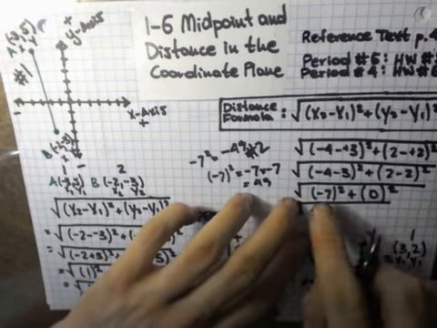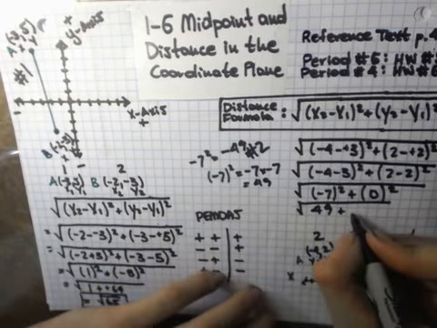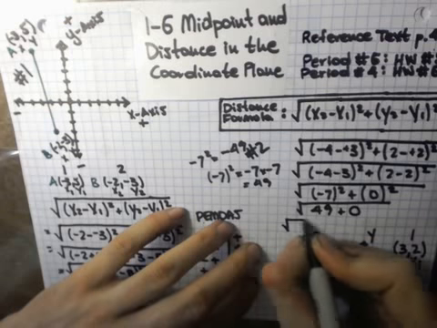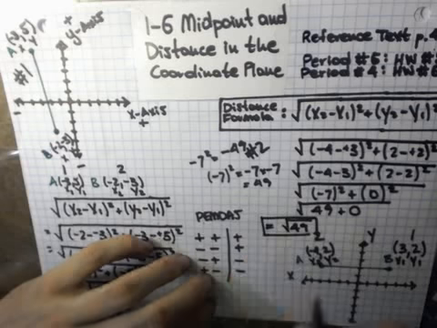Okay, so this is 49, -7 times -7. 7 times 7 is 49. A negative and a negative gives us a positive in multiplication. Plus 0 times 0 is just 0. So we're left with the square root of 49 as our final answer for number 2.